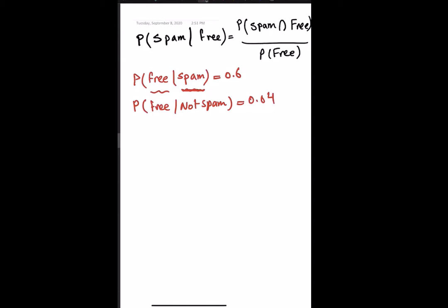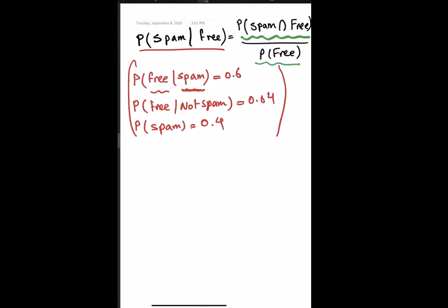Now, what else? Also, 20% of messages are spam. How do you write that? P of spam is 40%. Okay, so this is all that has been given to us in the problem statement. So now, remember what I want is this. Do I have the numerator in the problem statement? Is it given to me? Probability of an email being spam and having the word free. Do I have the probability of the denominator?